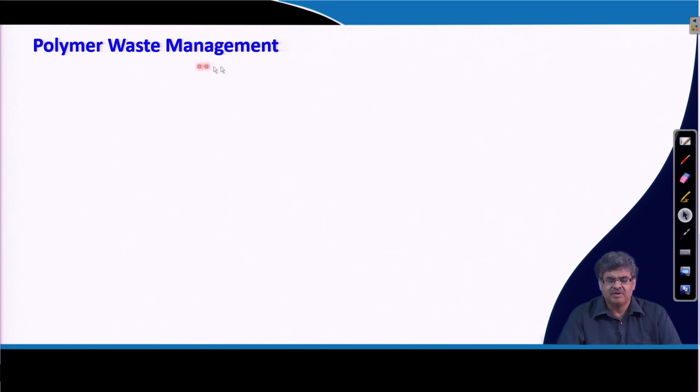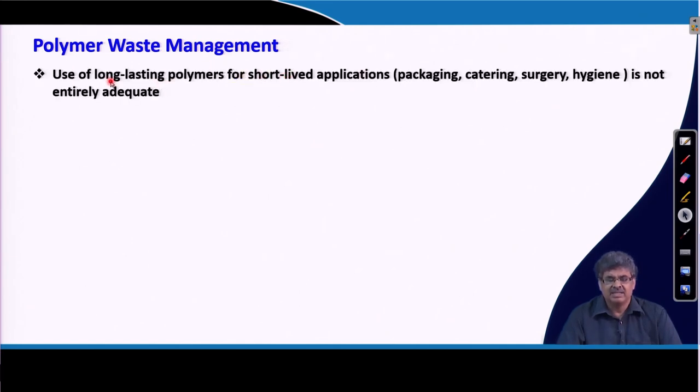So, if we look at polymer waste management, the most problematic aspect comes when long lasting polymers are used for short lived applications like packaging, carry bags and bottles. This is a short lasting application. We drink water from a bottle and throw it. Basically, the application duration is very small, but the life of the polymer is very large. So there is the main problem.